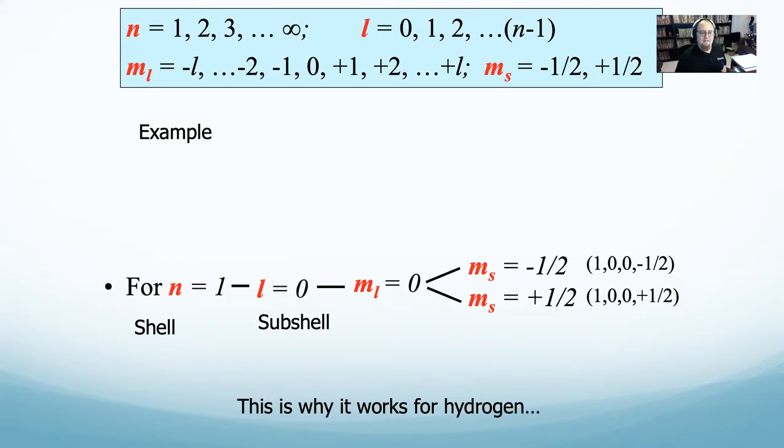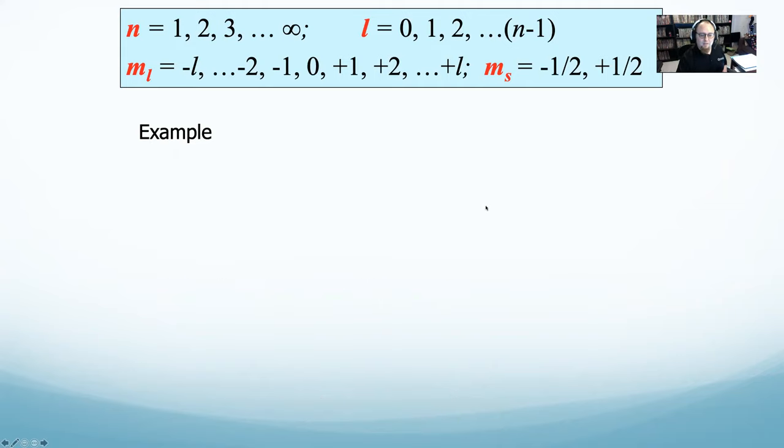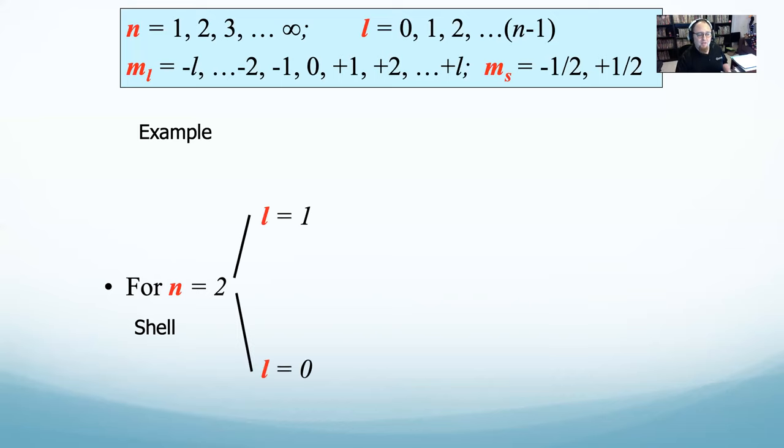But let's say instead that we have something in the second energy level, that its shell is n equals 2. Well, if its shell is n equals 2, there's two different l values allowed. l minus 1 is 1, and it can be anything between that and 0, which means l could be 1 or 0, and its subshell will be those values.